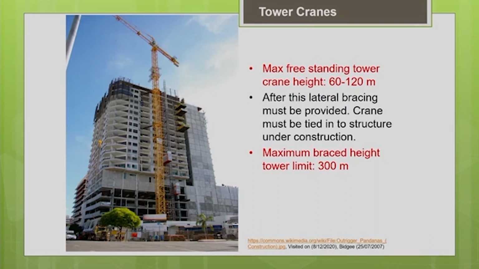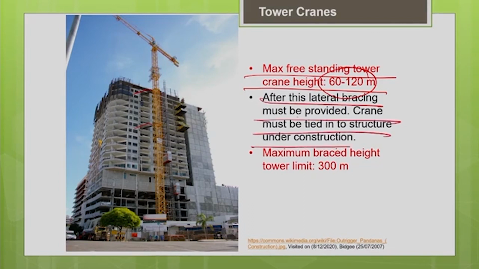So, another important thing you need to know is that the maximum freestanding tower crane height permissible is 60 to 120 meter. Beyond 120 meter, the tower crane should take help from the structure. You should properly brace it to the nearby structure to transfer the overturning moment to the structure, from the stability point of view. So, after 120 meter, definitely you should provide the lateral bracing. The crane must be tied to the structure under construction.